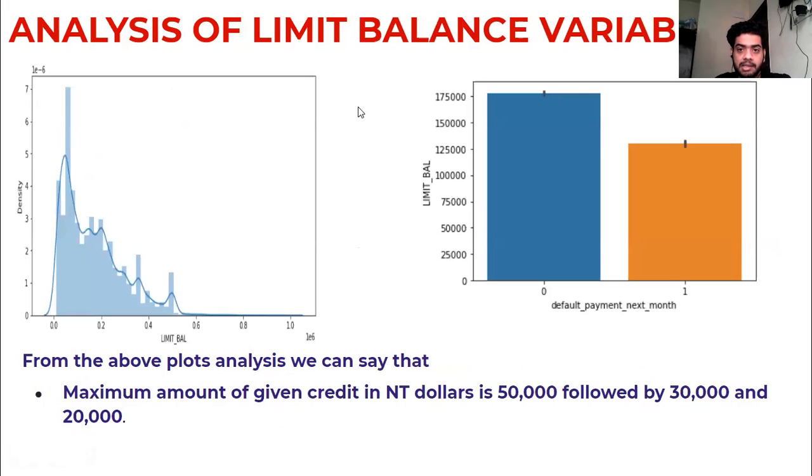Next is our analysis of the limit balance variable, the limit set by the bank for the credit card holder. The left side plot is the density distribution of the variable, and the right side plot shows the relationship with the default column. From the plots, we can say that the most common amount of credit given in dollars is 5,000, followed by 30,000 and 20,000.